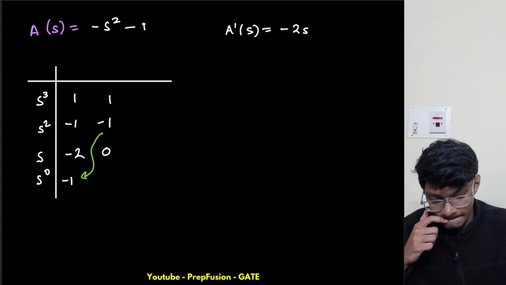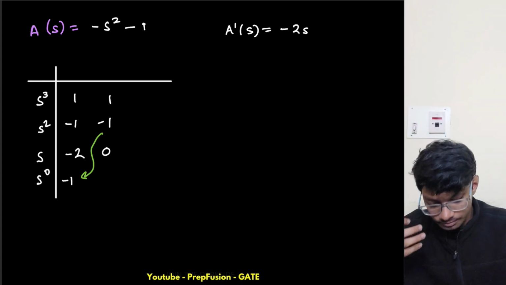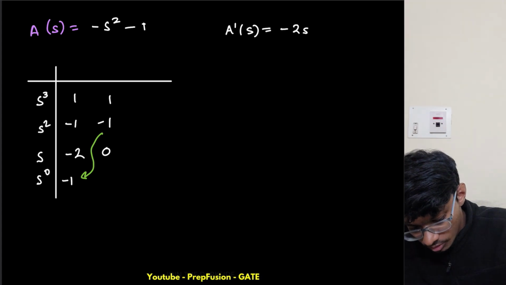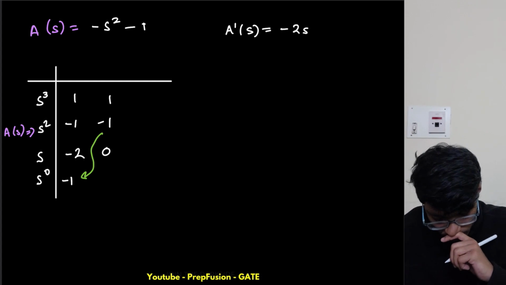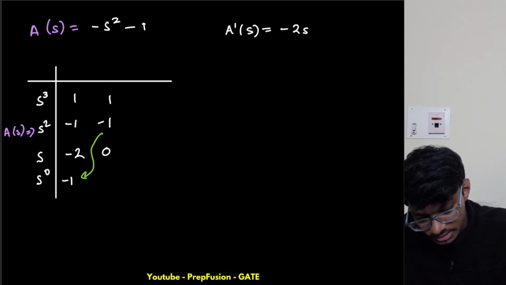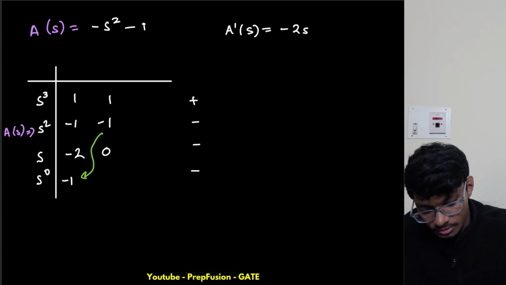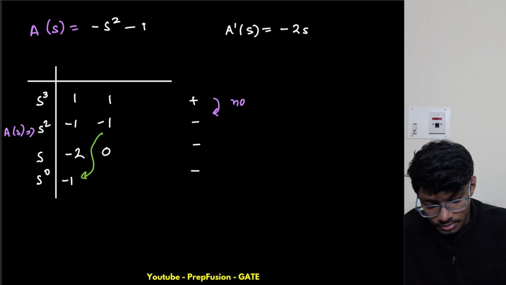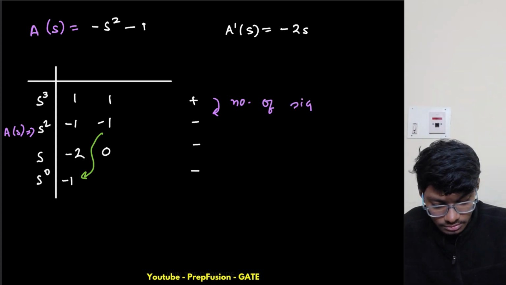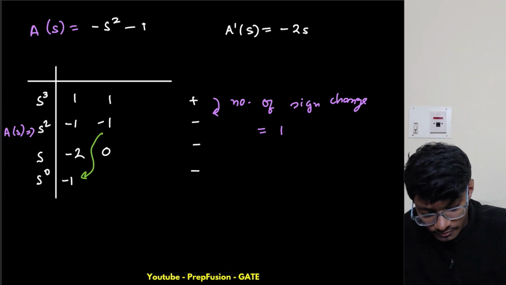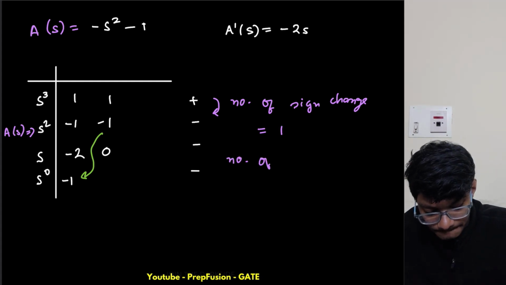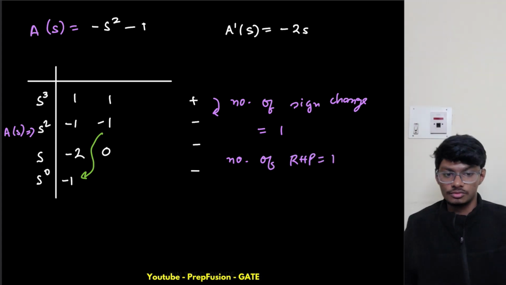Okay, minus 1 basically. So here this comes over here. Now where is my auxiliary equation? Auxiliary equation is in this, right? Okay, so how many sign changes do I have? So let me write this. So this is plus, minus, minus, minus. So the number of sign changes in the first column is 1. So the number of right half poles equals 1.